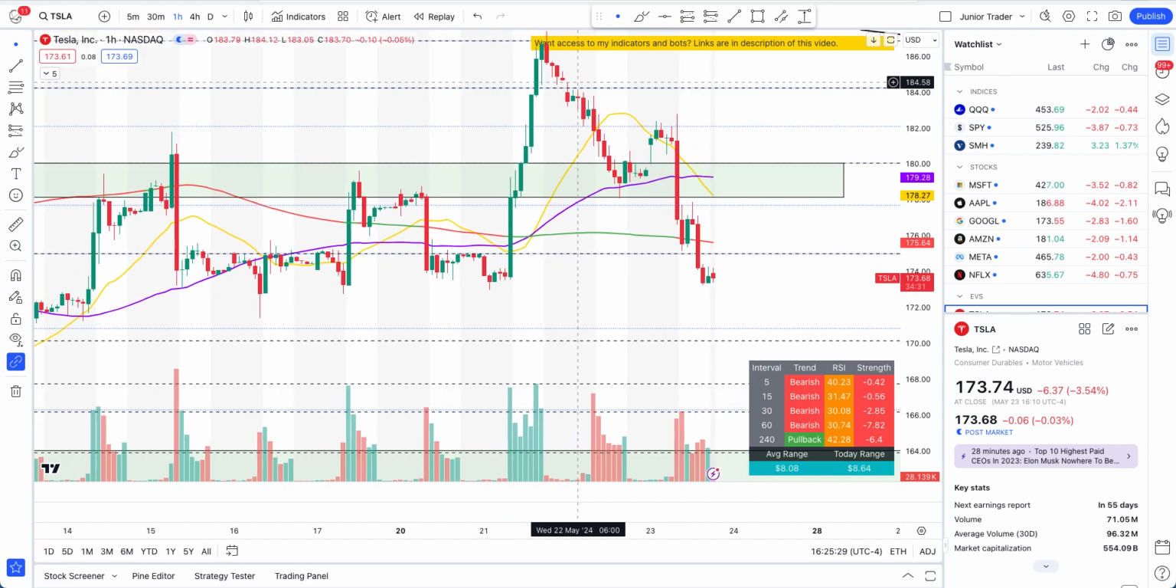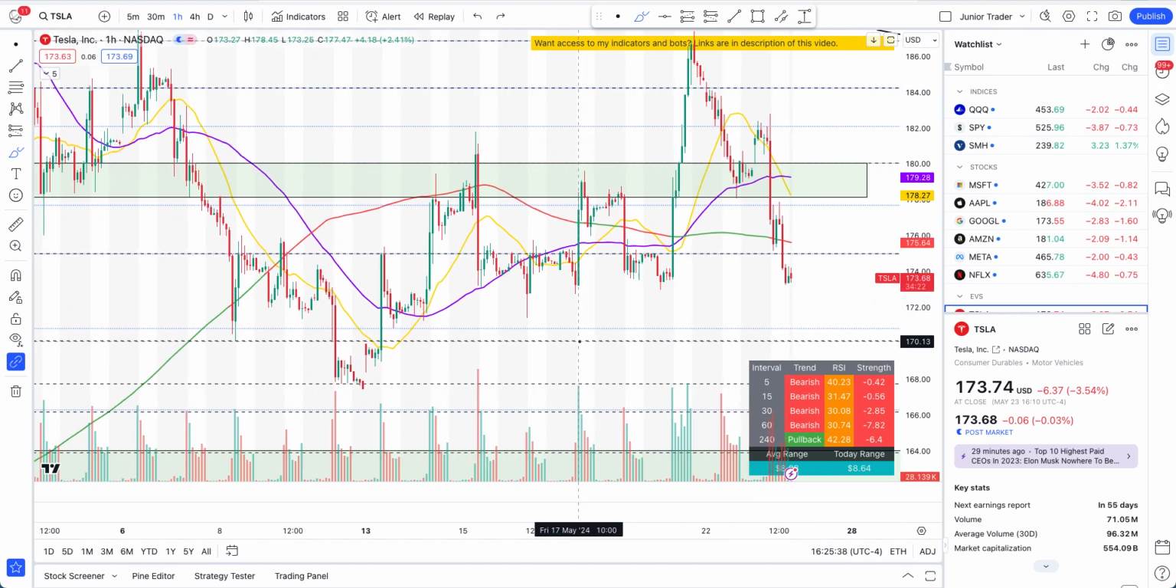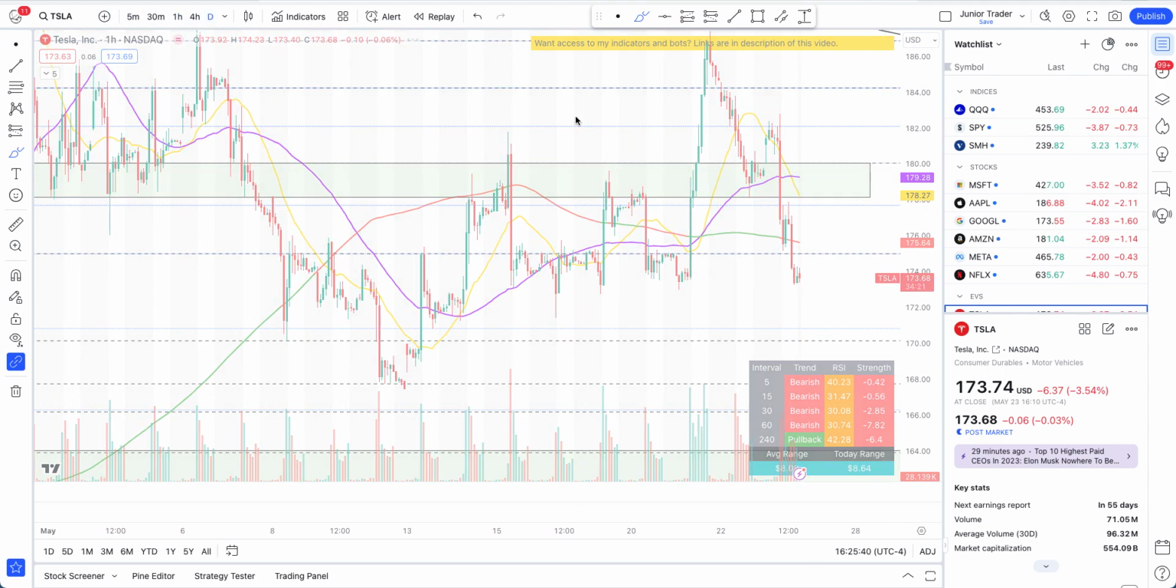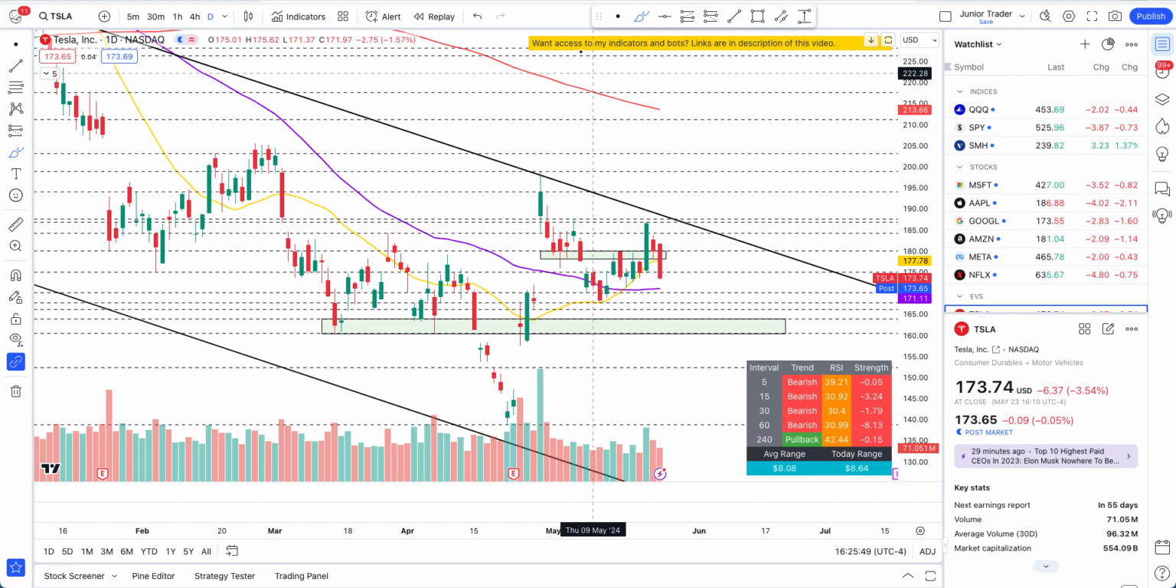So Tesla, if it continues to reject 175 at this point, rejects the 200 hours moving average, it can continue to fall to $170. That's the next area. And 170 is again very close to that 50 days moving average. That's the direction actually, guys, on Tesla.